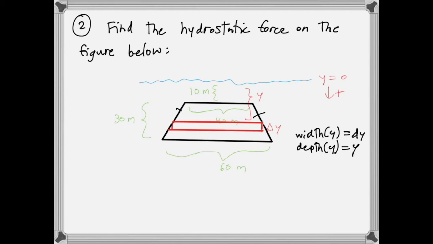Now comes the tricky part. We need to figure out what this length is. So here is the trick for this problem. What we're trying to do is figure out how this length here relates to the depth y. In fact, we need to find it as a function. So I'm going to break this up like this using similar triangles.